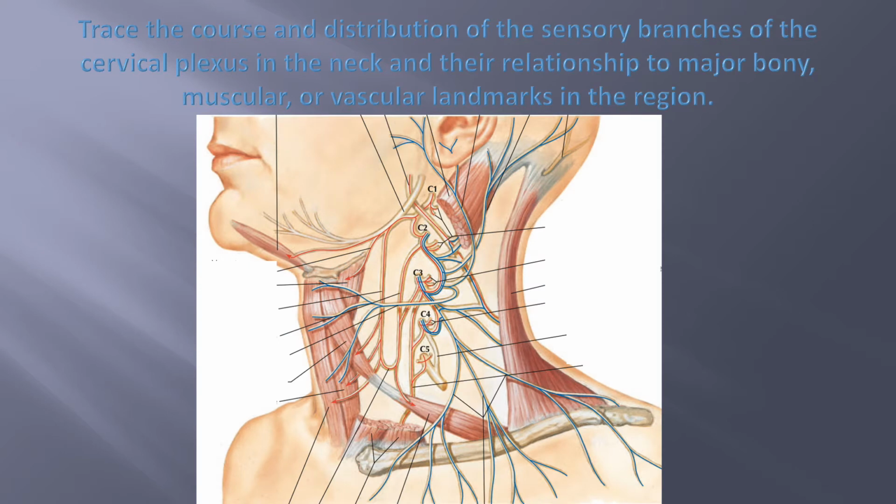The cervical plexus is a network of nerve fibers that innervate the structures in the neck and trunk. It is located in the posterior triangle of the neck, halfway up the sternocleidomastoid muscle. The plexus is formed by the anterior rami of the cervical spinal nerves C1 through C4.